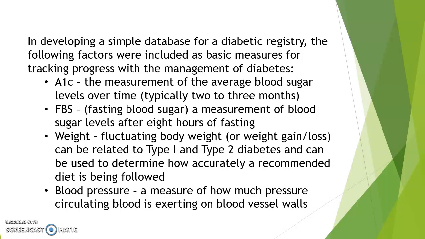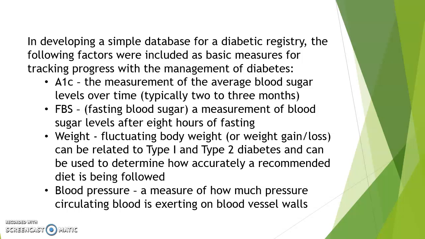A1C, the measurement of the average blood sugar levels over time, typically 2 to 3 months. FBS, fasting blood sugar, a measurement of blood sugar levels after 8 hours of fasting. Weight, because fluctuating body weight, weight gain or loss, can be related to type 1 and type 2 diabetes and can be used to determine how accurately a recommended diet is being followed. And finally, blood pressure, a measure of how much pressure circulating blood is exerting on blood vessel walls.